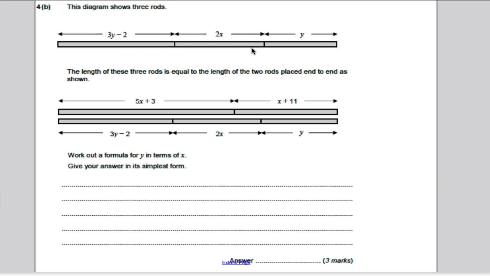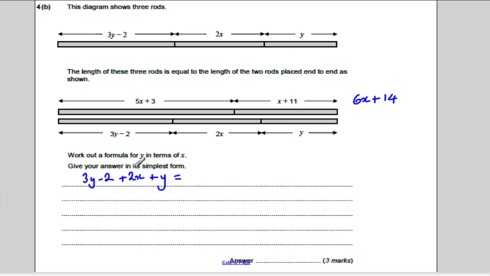B. We've got three different rods here with length 3y minus 2, 2x and y. And we're told that that is the same length as the two rods that we considered in 4 part A. Now remember in 4 part A we said that the combined expression for their length would be 6x plus 14. Now what is the length of the three rods? Well, you've got 3y minus 2 plus 2x and plus a y.